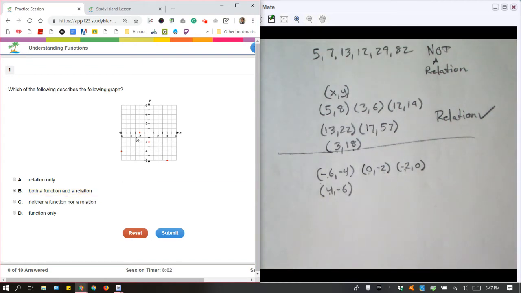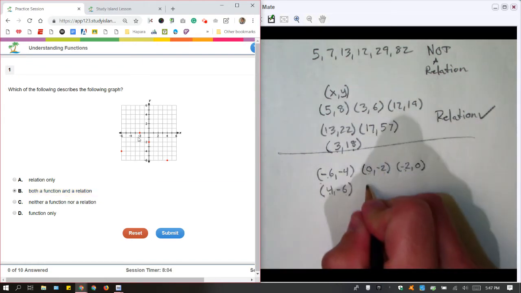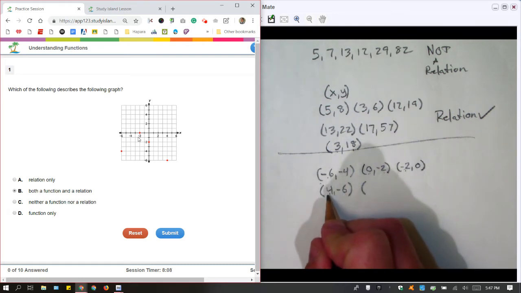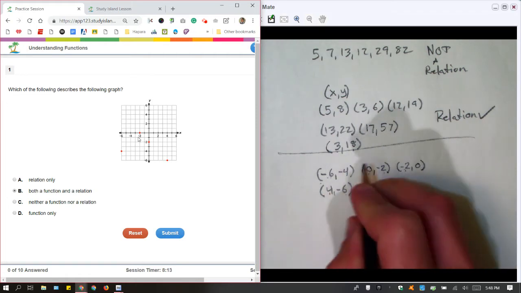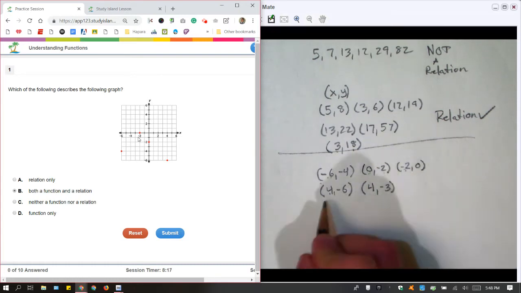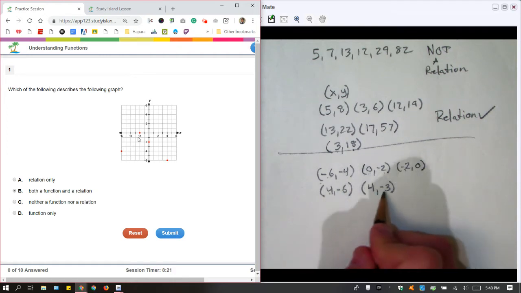What would happen if we added another value that had a similar x input? For example, let's say we added another one that had an input of 4. Let's say we also had 4, -3. This would make it not a function anymore because 4 corresponds to -6 and 4 corresponds to -3.